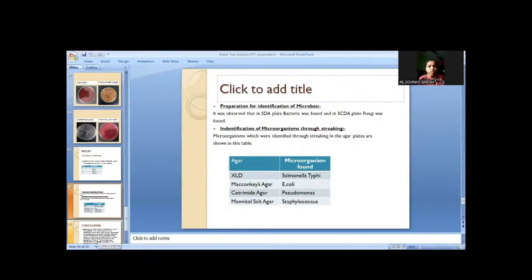Identification of microorganisms through streaking. Microorganisms which were identified through streaking in the agars are shown in this table. For XLD, the microorganism found was Salmonella typhi. For MacConkey's agar, it was E. coli. For cetrimide, it was Pseudomonas. And for mannitol salt agar, it was Staphylococcus.